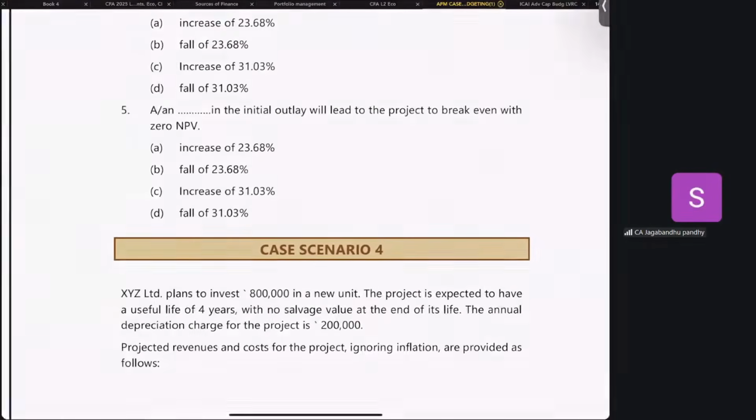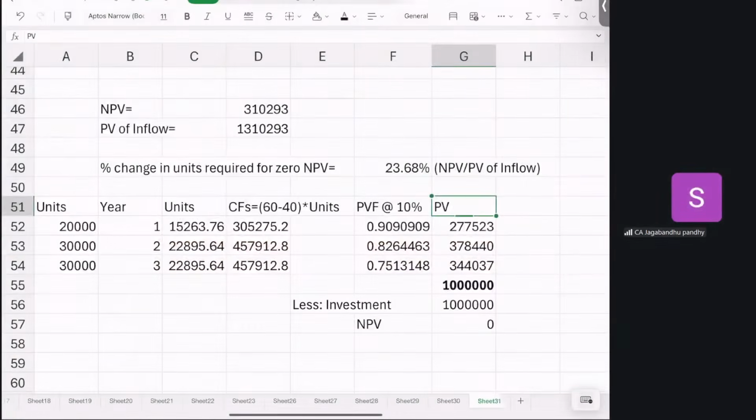Sir, in that, how can we say whether it is a fall or an increase? NPV is going to fall, right? If you increase the units, NPV will be increasing. It will become more positive. Yes, sir.